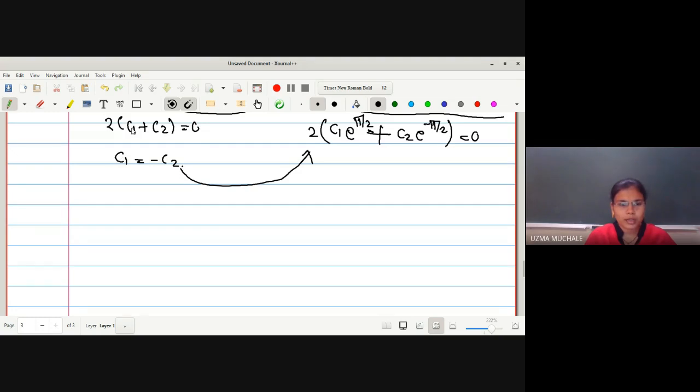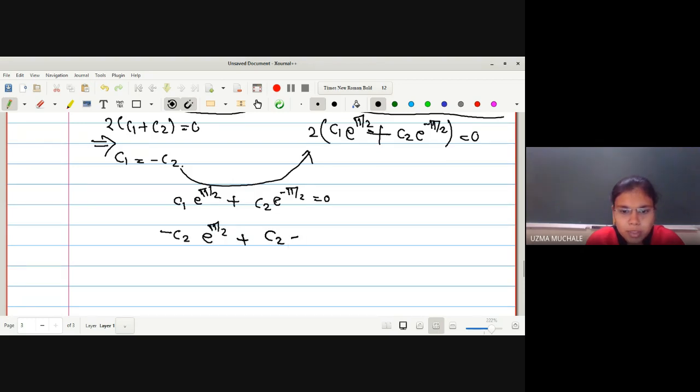Right? 2 you can merge out and you can cancel it. By dividing 2, we can have C1 plus C2 is equal to 0. C1 plus C2 equal to 0 means C1 is equal to minus C2. Here also you can divide by 2 and you can get the value of this term as C1 e raised to pi by 2 plus C2 e raised to minus pi by 2 is equal to 0. Wherever you are having a value of C1, you can put it as minus C2 e raised to pi by 2 plus C2 e raised to minus pi by 2, which is equal to 0.